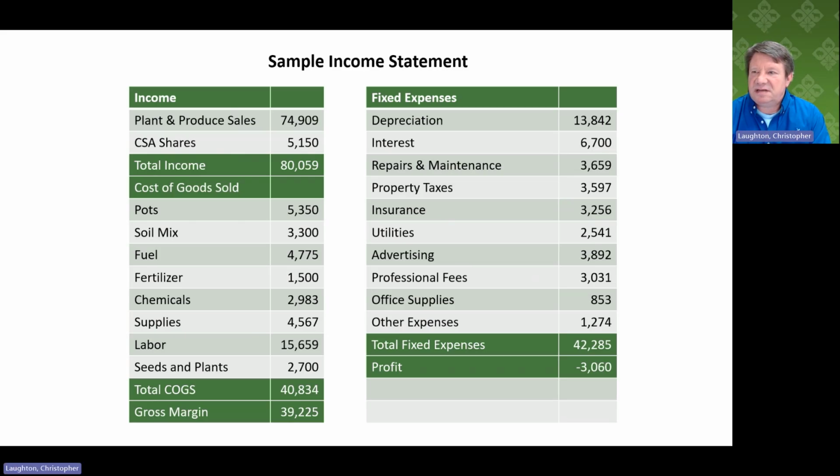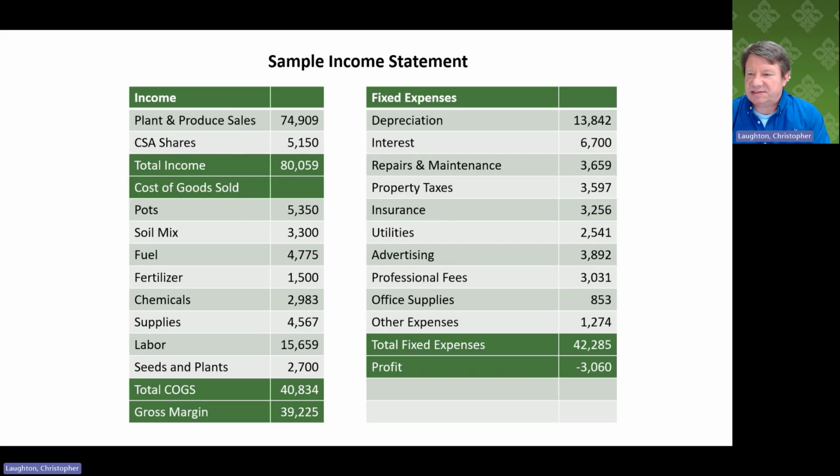Then we have depreciation, interest, repairs and maintenance, property taxes, insurance. These are all fixed expenses because they don't directly go into the product. Utilities, advertising, professional fees, office supplies, etc. That came to $42,285. But you'll notice the gross margin that we had to cover overhead was only $39,225. So what does that mean? Well, that means we had a small loss. We lost $3,060 last year. So, that's unfortunate.